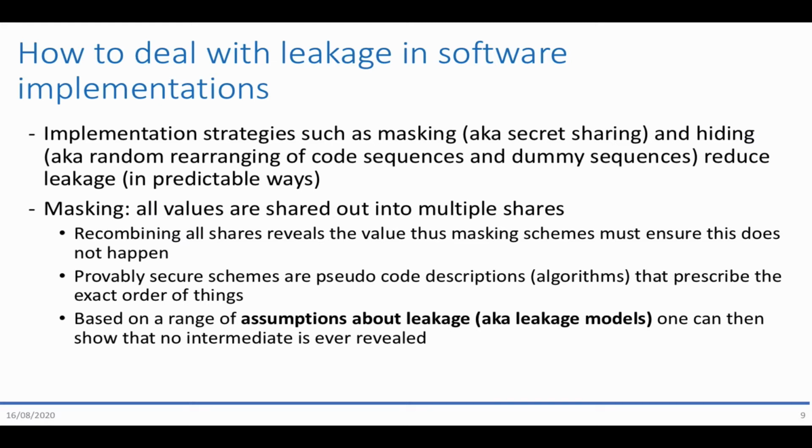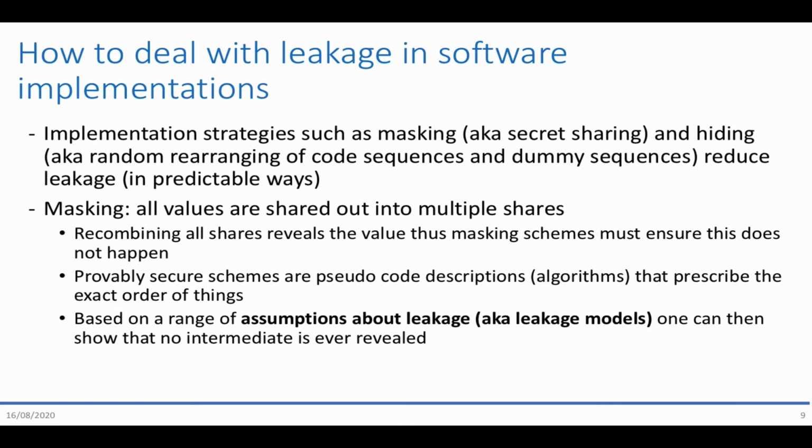The idea is we share things out, and then we hope that leakage only occurs on the individual shares, but not on all of them jointly, such that we can't make much sense of the leakage of the individual shares. If there were such an involuntary recombination of all shares happening, then of course we would be leaking information. So one of the criteria when you devise a masking scheme, and when you write this down algorithmically, is that you ensure that in no step all the shares ever come together.